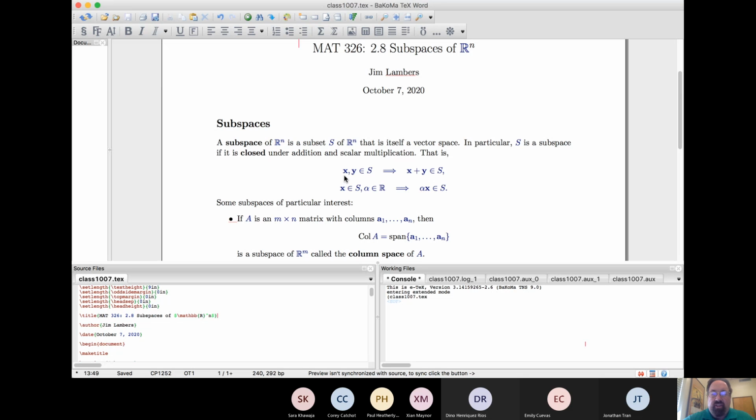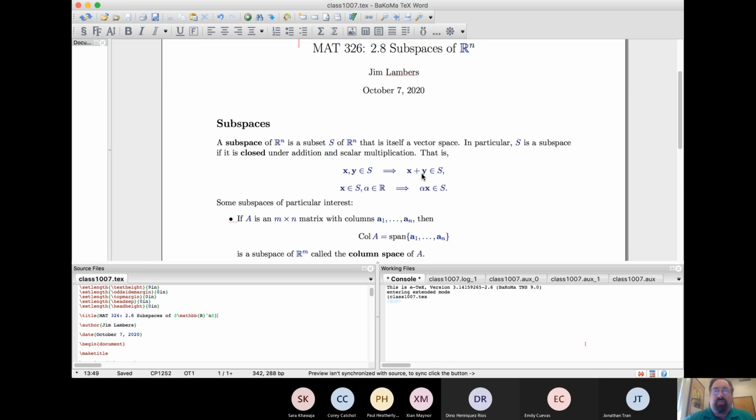For example, if x is in a set, then minus x has to be in the set also, because this has to apply for any number I can multiply it by. But therefore, 0 must be in the set, because if I have x and minus x, I add them together to get 0. It has to be in the set.